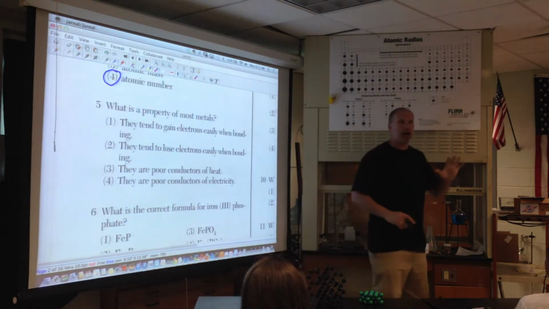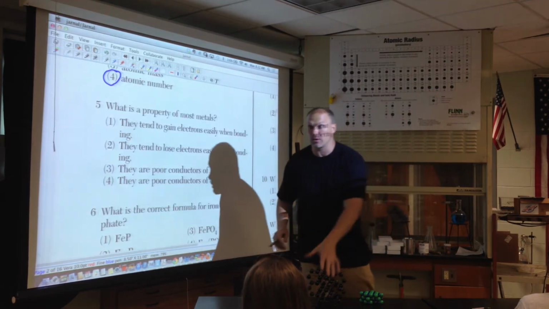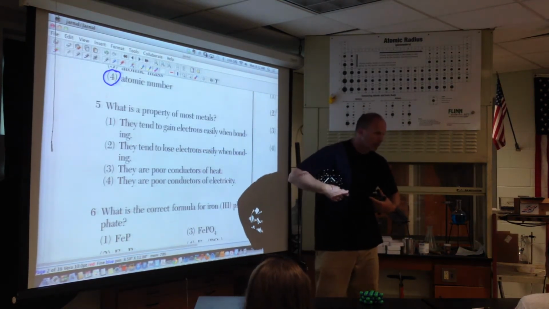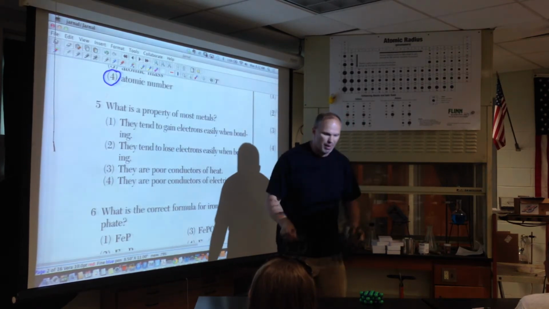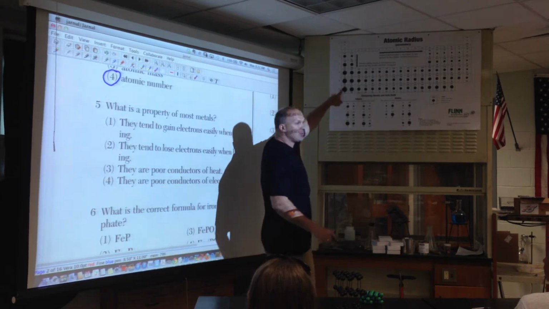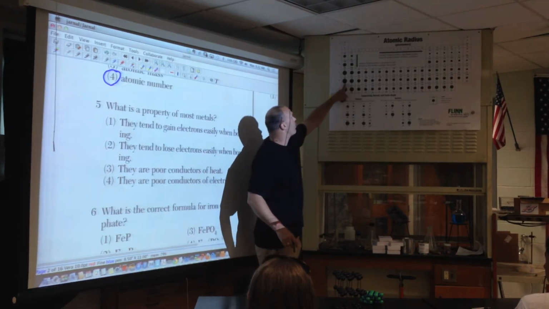Nonmetals are kind of like OCD for their electrons. They pull in their electrons and they fantasize about gaining more. They're small, they want them. Metals, the electrons are like, yeah, whatever. And they tend to lose stuff because they're so much farther away from the nucleus.